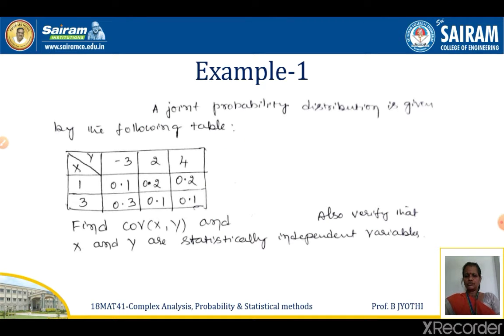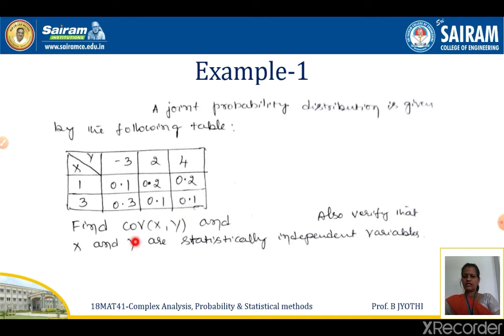Example: a joint probability distribution is given by the following table, where x takes the values 1 and 3, y takes the values minus 3, 2 and 4. When x is 1 and y is minus 3, it is 0.1. When x is 1 and y is 2, it is 0.2, and when x is 1 and y is 4, it is 0.2. When x is 3 and y is minus 3, 2 and 4, it is 0.3, 0.1 and 0.1 respectively. This is what has been given in the data.